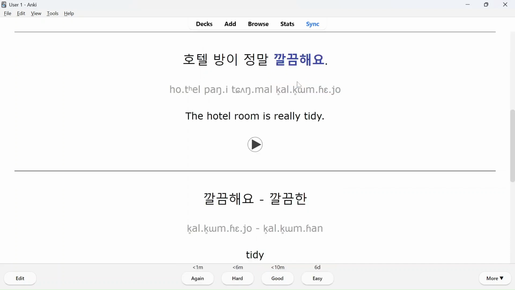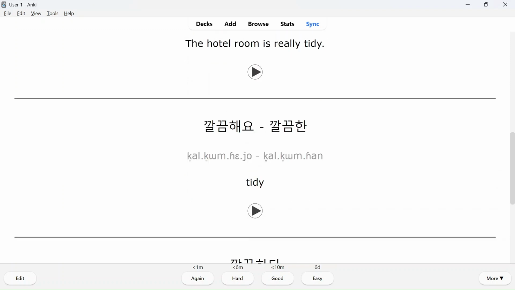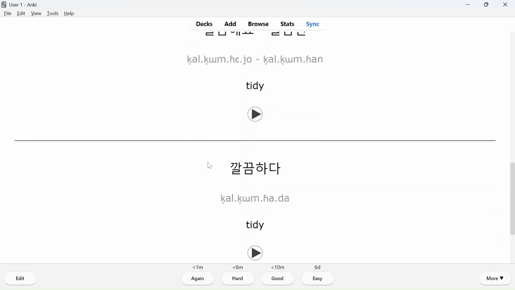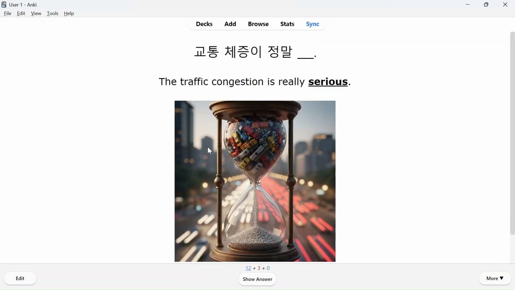The hotel room is really tidy. How do you say tidy? 호텔 방이 정말 깔끔해요. 깔끔해요. 깔끔한. 깔끔하다. Let's do another one. The traffic congestion is really serious.